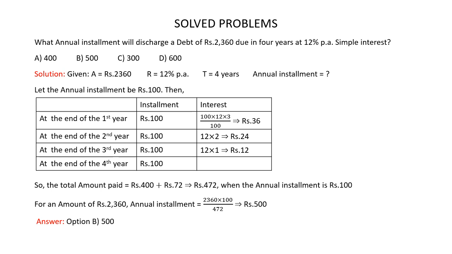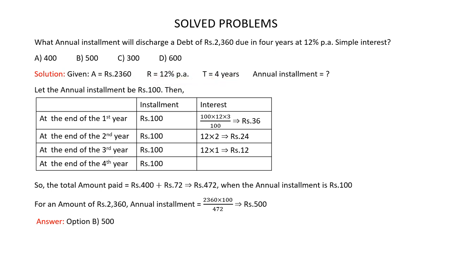What annual installment will discharge a debt of rupees 2,360 due in 4 years at 12% per annum simple interest? Here you are given 4 options and you have to find out which of these options is the correct one. So here you are given the debt. Debt is nothing but amount. So amount is rupees 2,360. Rate of interest is given as 12% per annum and time is given as 4 years.